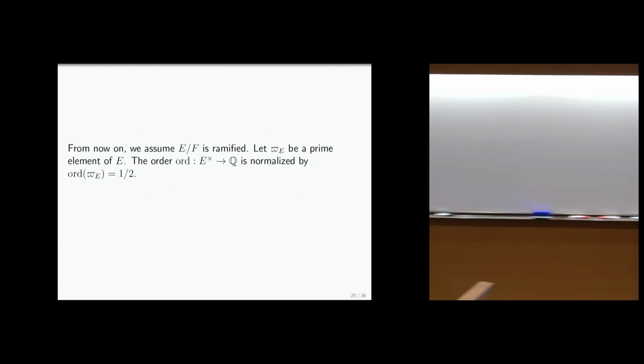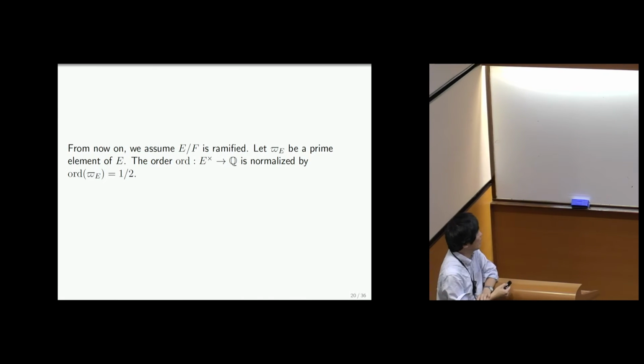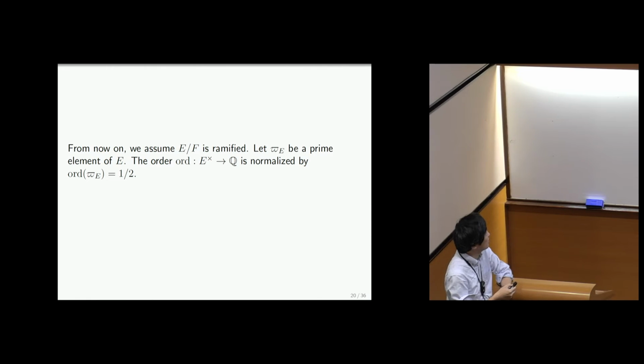Now we assume E over F is ramified. So let pi_E be a prime element of E, and the order for elements of E is normalized so that the order of pi_E is 1/2.